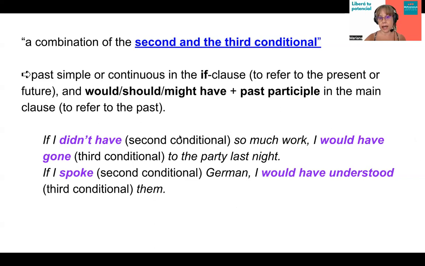If I didn't have so much work, so when do I have the amount of work? Now, but I'm imagining, that's why we use a past here. If I didn't have so much work, I would have gone to the party last night. So we are going back with the perfect conditional here, the would have gone.